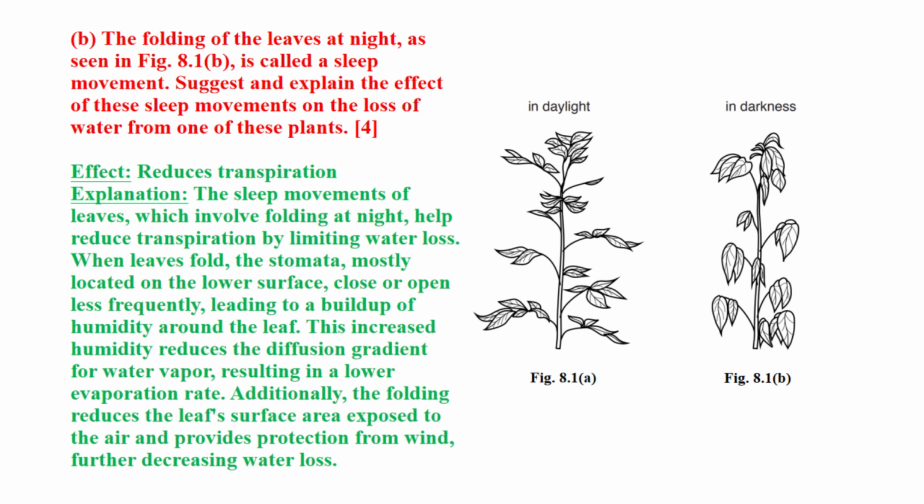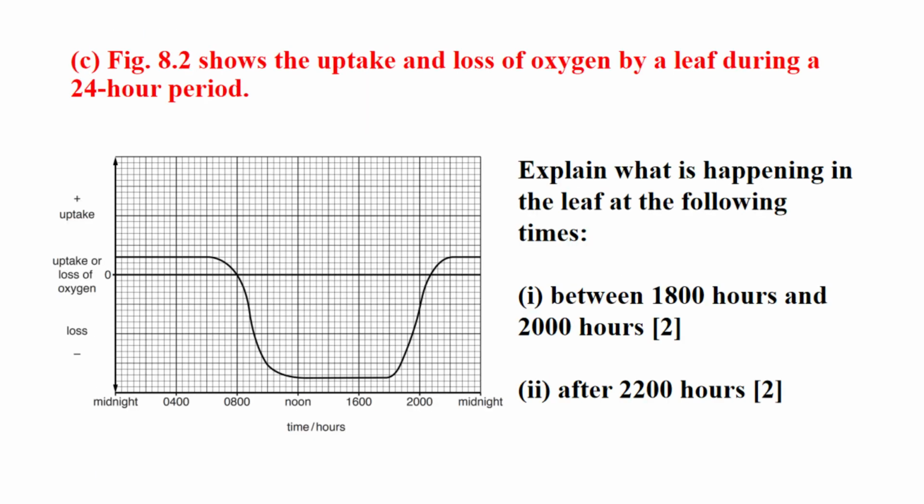When leaves fold, the stomata, mostly located on the lower surface, close or open less frequently, leading to a buildup of humidity around the leaf. This increased humidity reduces the diffusion gradient for water vapor, resulting in a lower evaporation rate. Additionally, the folding reduces the leaf's surface area exposed to the air and provides protection from wind, further decreasing water loss.